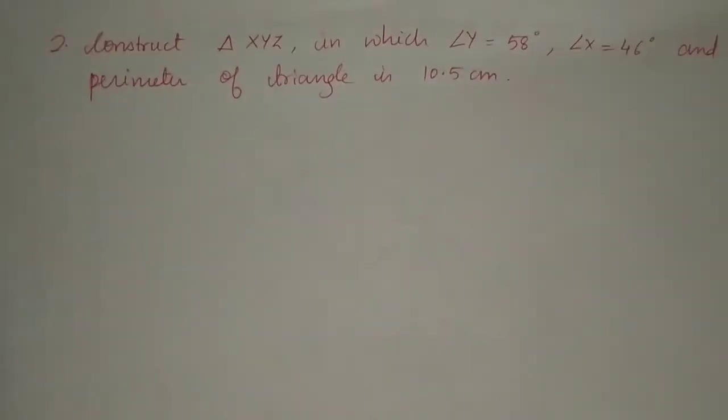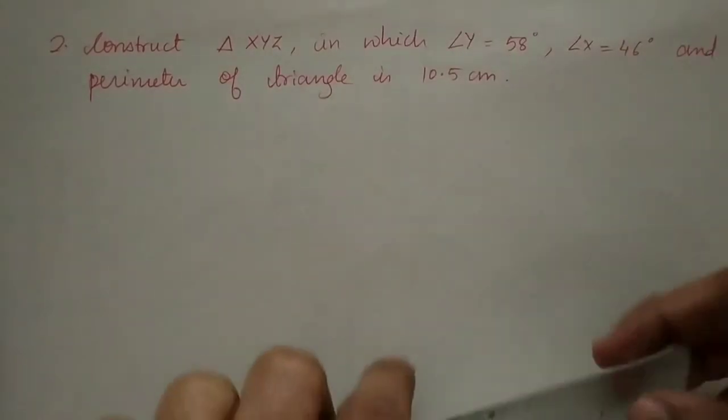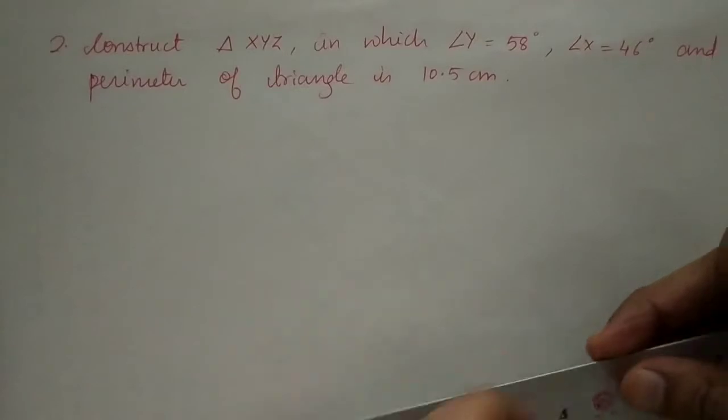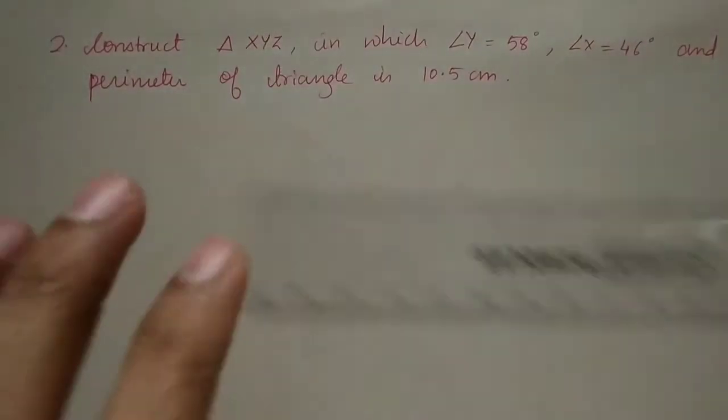The same type of question. Let us draw the base first. Now what is given? The perimeter of the triangle is 10.5. So we'll be drawing a 10.5 base here. So let us do that.